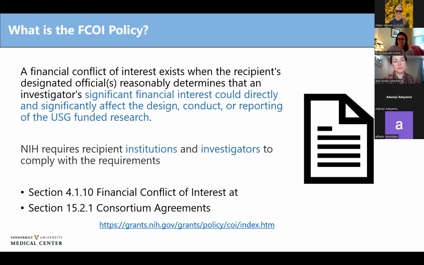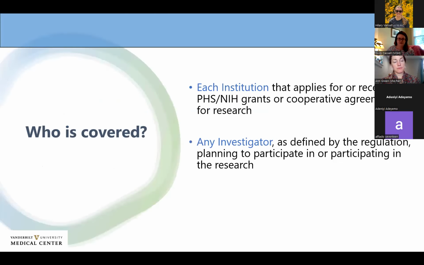Financial conflict of interest requirements are included in that really dense NIH Grants Policy Statement. So the sections that I've indicated here is where you're going to find information about financial conflict of interest requirements, as well as if you're prime or consortium agreements. And you'll have these slides and all of the links. So who's covered by this regulation? Each institution and each investigator that's connected to an NIH grant or cooperative agreement. So even if you aren't prime, and this includes US as well as non-US organizations.